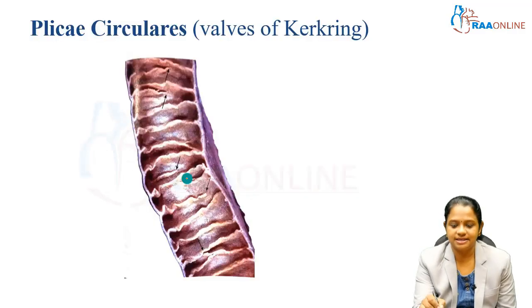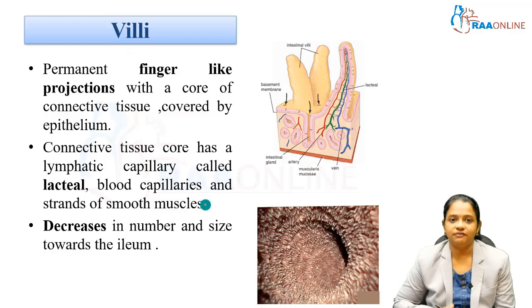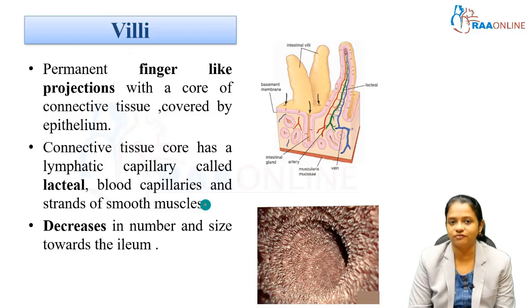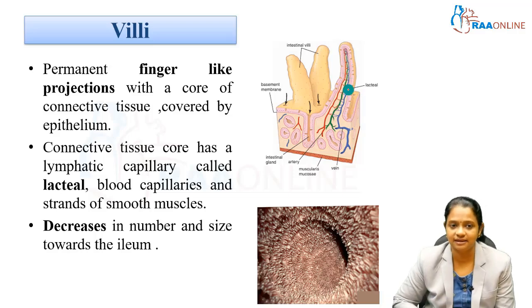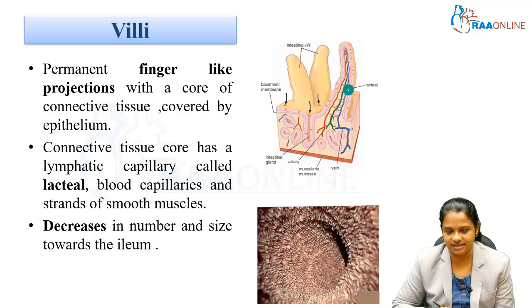So, these are plicae circularis seen in a gross specimen. They are permanent folds. Villi are finger-like projections with a core of connective tissue. This is the lamina propria extending into the core of the villi, covered with the epithelium. The core of connective tissue has blood capillaries and a lymphatic capillary called the lacteal, which is important in the absorption of fatty substances. The number of villi decreases as we proceed towards the ileum, and the presence of villi gives a velvety appearance to the small intestine to the naked eye.